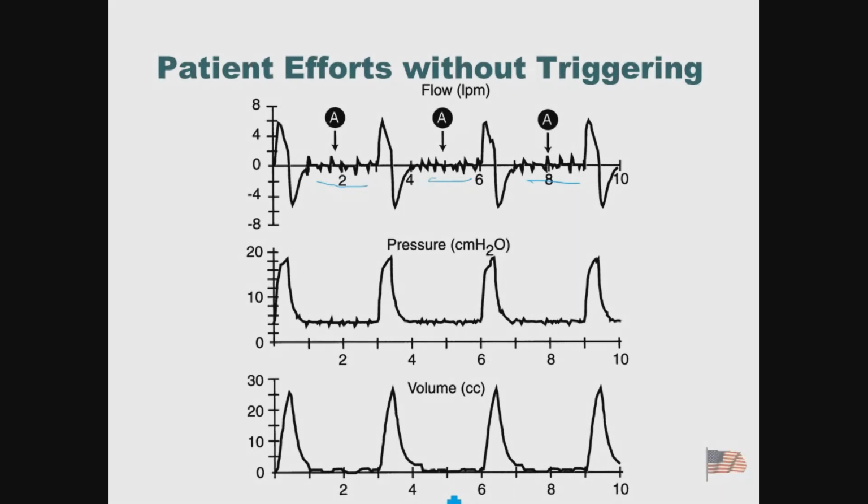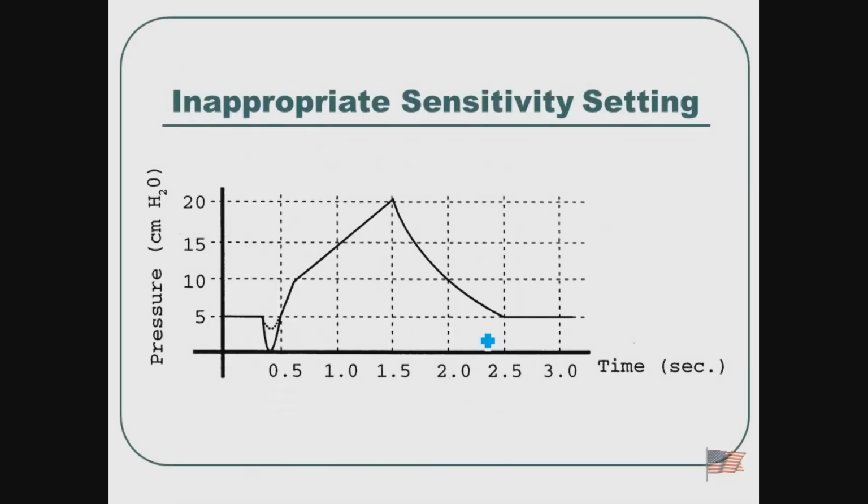Can everybody see that pressure, how I'm attempting to generate something? These are patient efforts that are not being matched with a delivery of any tidal volume. Here I have a patient who's drawing back 5 centimeters of water to trigger the breath on. They shouldn't have to draw that much. Either the machine is not responding appropriately and the machine's defective, or my sensitivity is not set correctly.